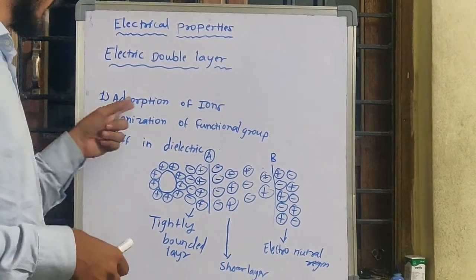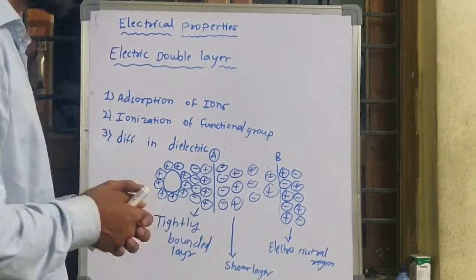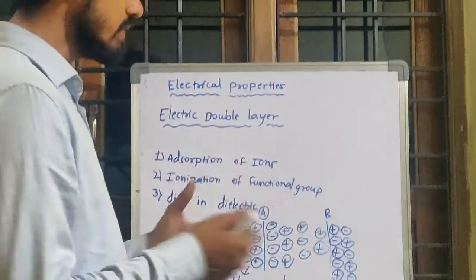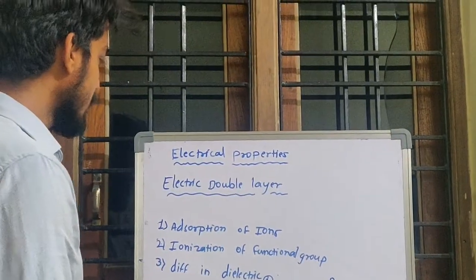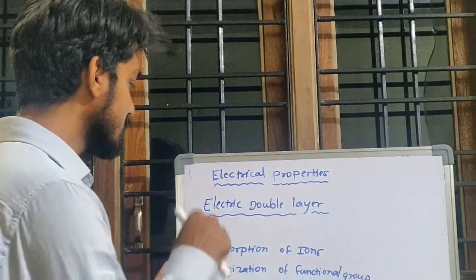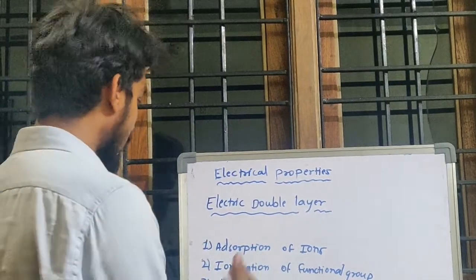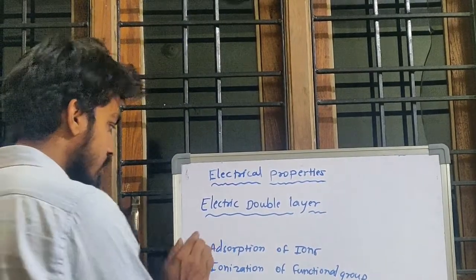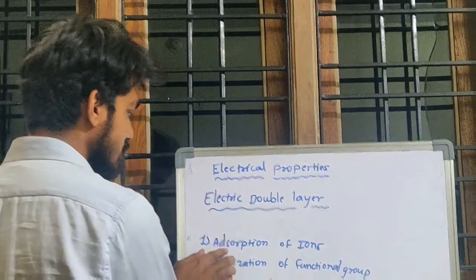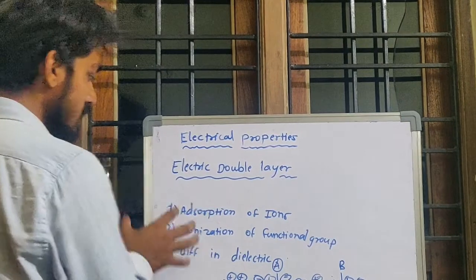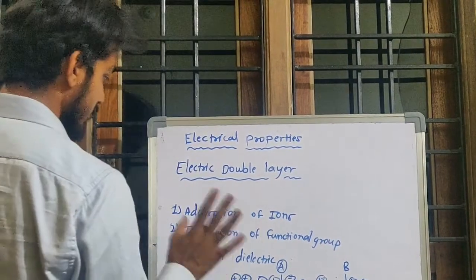Okay, so the first possibility is adsorption of ions. If our liquid has some ions present, then what happens? They get adsorbed at the surface of the colloidal particles. So in the first condition, the charge is because of the adsorption of ions on the colloidal particles.